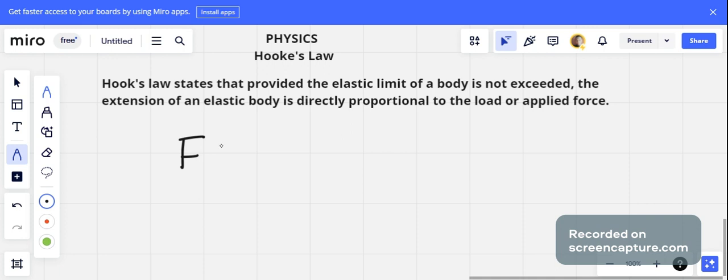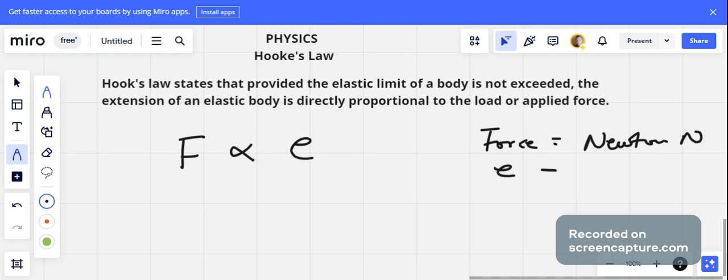So that means the force applied is directly proportional to the extension E, where F represents force or load, and E represents extension. Force is in Newton. The unit of force is Newton, N, while the unit for extension is meters, M.